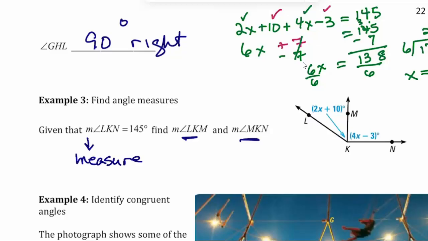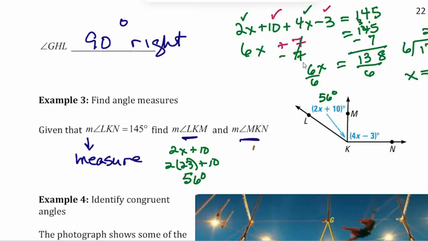But that's not my answer because they want me to find the measure of the angles. So LKM is the top angle. So that was 2x plus 10. Take your 23, plug it in, and you're going to get 2 times 23 is 46 plus 10 is 56 degrees. So this angle right here is 56 degrees. Okay, let's do the next one.